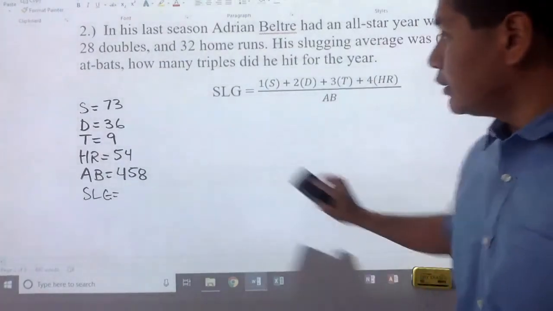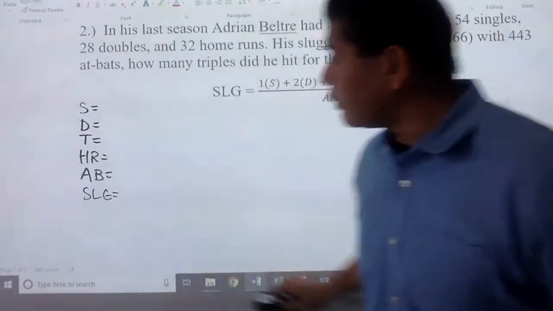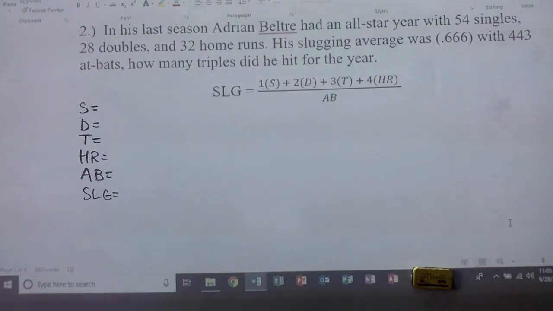In his last season, Adrian Beltre had an all-star year with 54 singles, 28 doubles, 32 home runs. His slugging average was .666 with 443 at-bats. How many triples did he hit for the year? So now I'm going to have to figure out the triples. If you don't see it, I'm going to do it on the list.